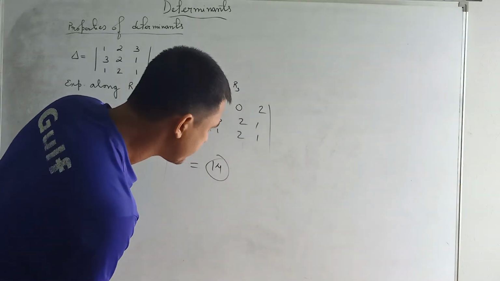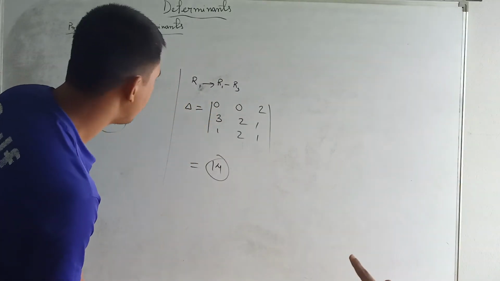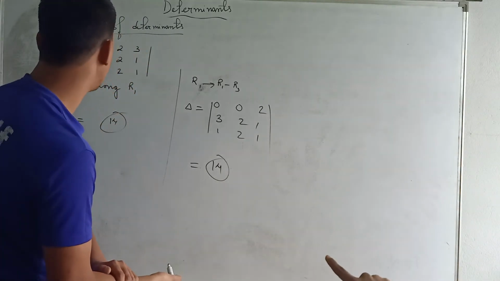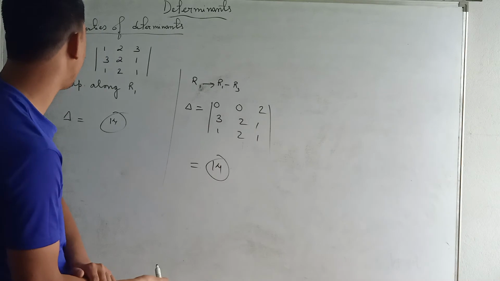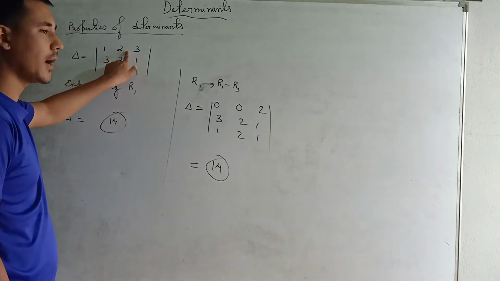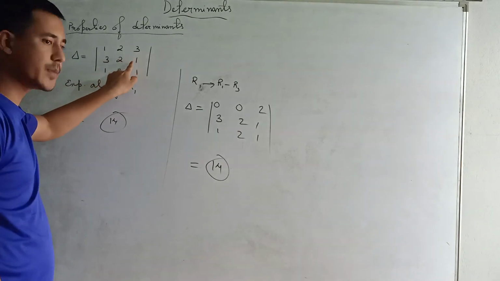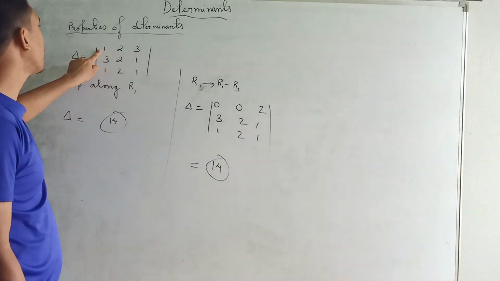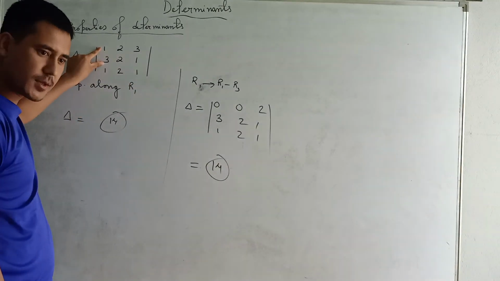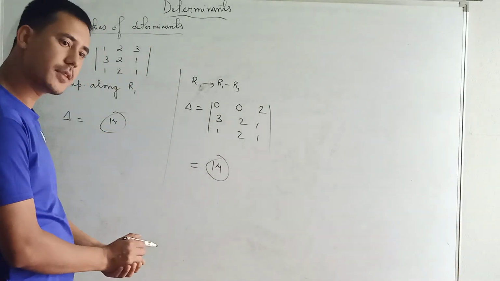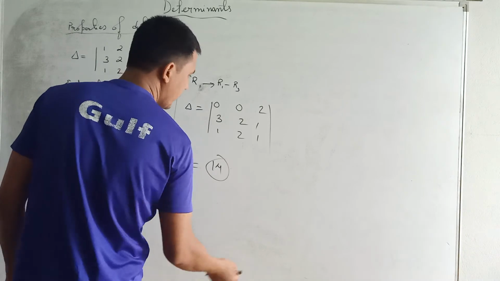Already property number 3: identical rows or columns. In this determinant it's like 1, 2, 3; 3, 2, 1. Are they identical? No. Identical means all the corresponding elements must be equal. Here it is 1, here it is 3. Corresponding elements are not equal. Okay, identical means all the corresponding elements should be equal. Yes, you can clear your doubts in that way.